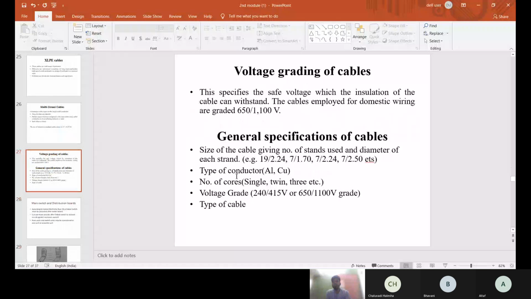If I am going to consider high voltage and extra high voltage conditions, you should follow the 650 or 1100 volt grades. And the type of cable, that is, the different types of cables we have studied till now. Which type of cable we need to select? Like that, we need to select the specifications of cables. I think this is enough for today. The remaining things I will continue in the next class.